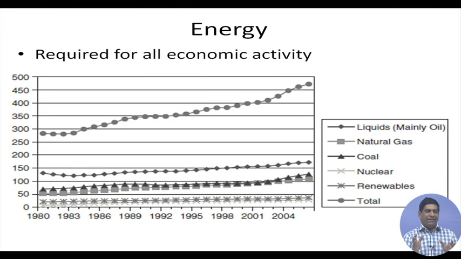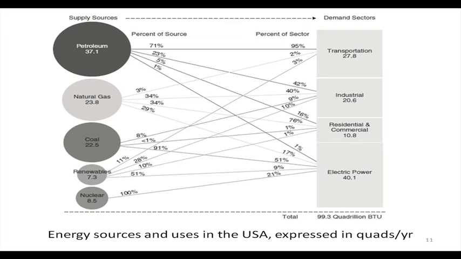But the nutshell here is there is a lot of energy requirement, and energy is needed for different activities, and you cannot have any industrial production without energy. So this is one example of how different energy sources are used in the US. You see petroleum, which is number one in terms of supply, then natural gas, coal, renewables, and nuclear. On the right hand side, you see the demand sector. Transportation sector has the highest demand, then industrial, residential, and electrical power.